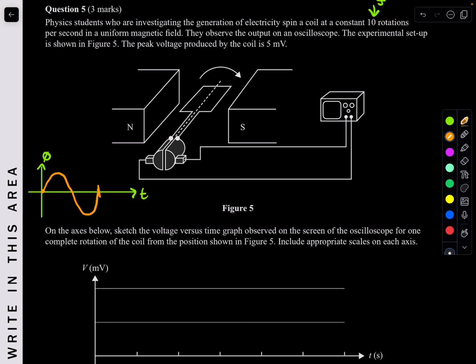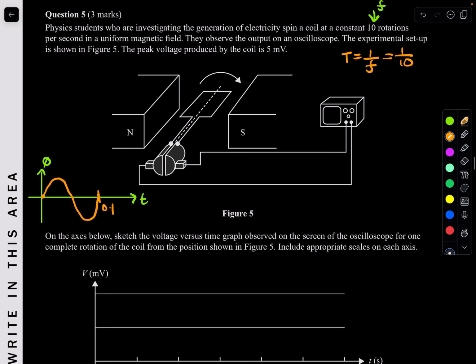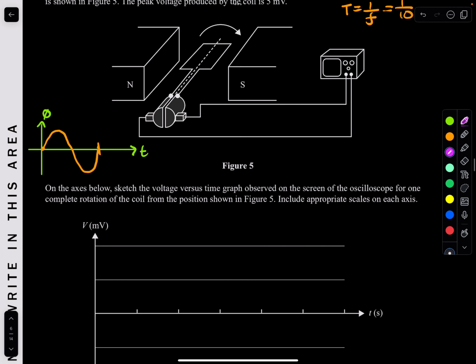How do we know the time for one full rotation? That's the period. And to calculate that period, remember your period is just 1 over your frequency, which is 1 over 10, which is 0.1. So it takes 0.1 seconds. And that's not very important right now. Now we've got the magnetic flux diagram. We can use this to easily visualize our EMF graph.